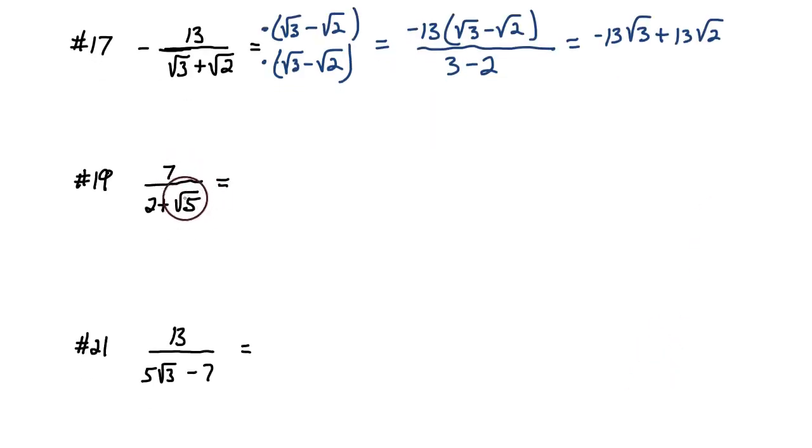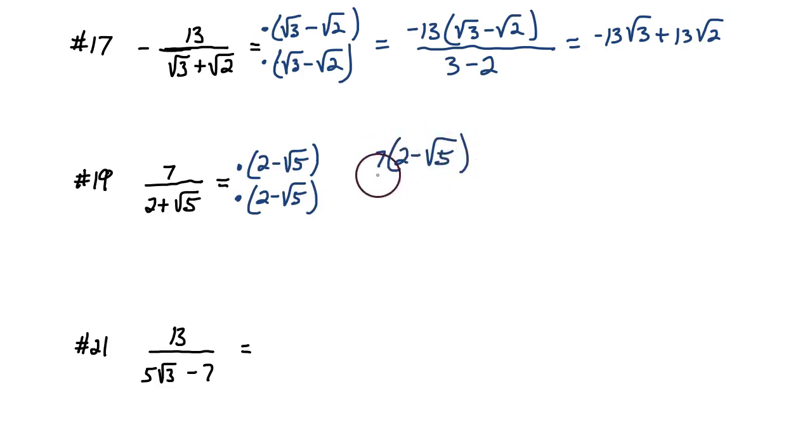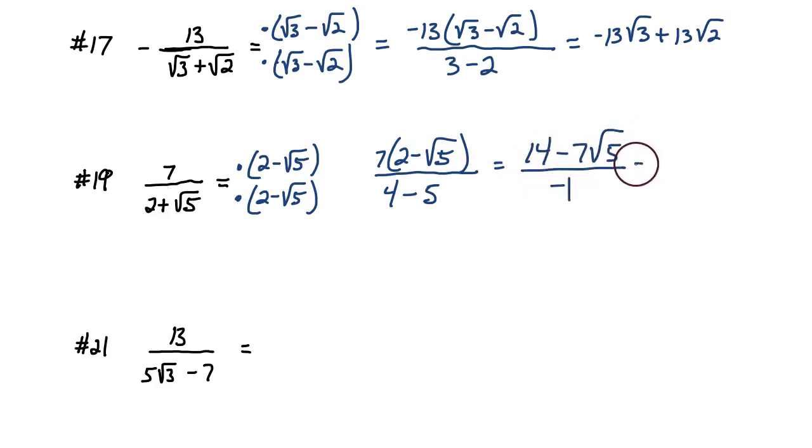Number 9, same thing. There's a radical in the denominator. Let's multiply top and bottom by the conjugate of that denominator. We get 7 times 2 minus the square root of 5 all over 2 times 2 is 4, and square root of 5 times square root of 5 is 5. In the bottom, 4 minus 5 is -1. So 7 times 2 is 14, and then 7 times square root of 5 makes this, and this is all over -1. So final answer is -14 plus 7 square root of 5.